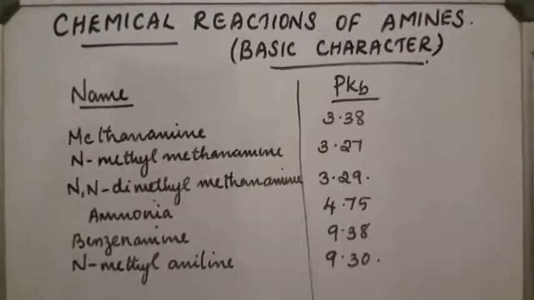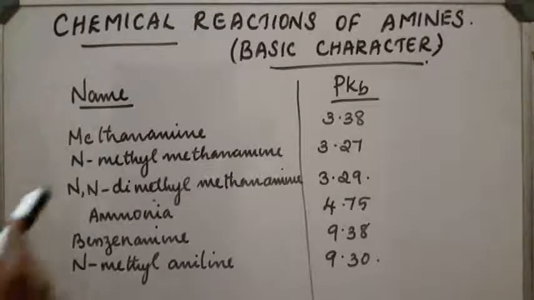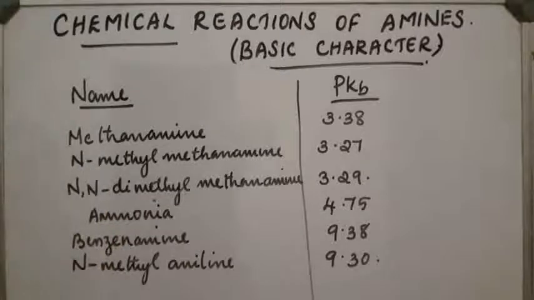Now we can compare the pKb values of different amines. First, these three are aliphatic amines, then ammonia, then comes aromatic amines. For the first three, we can see that as the methyl or alkyl group increases, their pKb values decrease, which means they become more basic. But ammonia has a higher value, which means it is less basic than aliphatic amines. In the case of aromatic amines, they have a very high pKb value, which means they are less basic than aliphatic amines and ammonia.